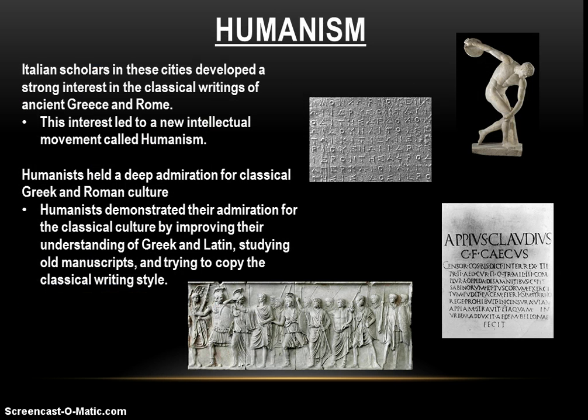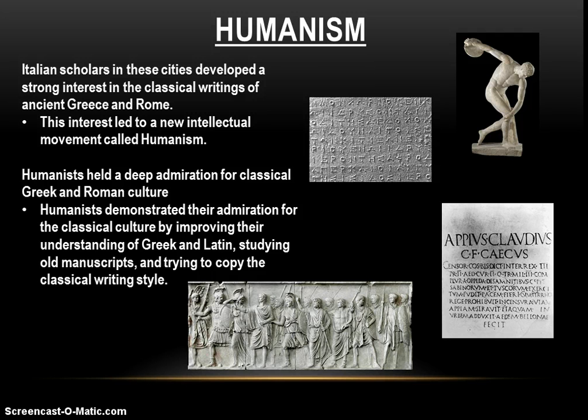And in these cities, Italian scholars are developing a very strong new interest in the classical writings of ancient Greece and ancient Rome. They suddenly have access to this stuff again. And this interest in the classics of ancient Greece and ancient Rome leads to this new intellectual movement that is called humanism. And humanists hold a deep admiration for classical Greek and Roman culture. And they demonstrate this admiration for the culture by improving their understanding of Greek and Latin. Why do that? Well, the ancient texts of Greek and Roman are written in Greek and Latin. So if you want to understand them, you got to learn the languages.